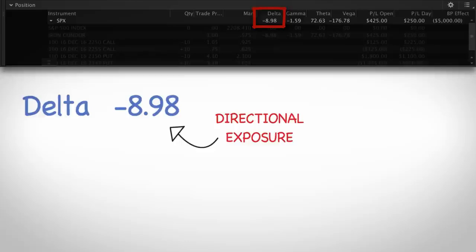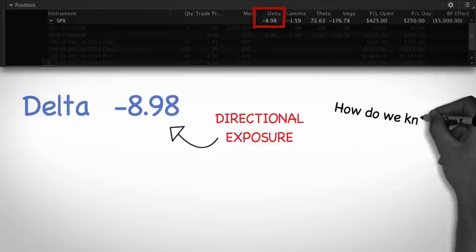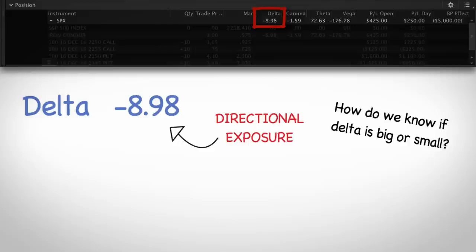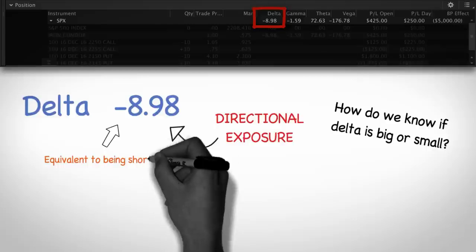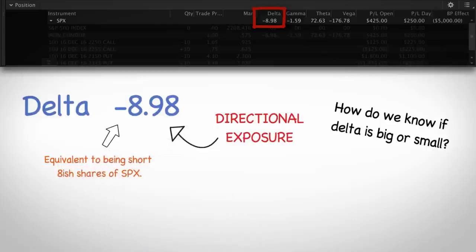So one last thing about delta before moving on. How do you know if a delta is big or small? Well, really it's subjective and it depends on your risk tolerance and account size. But for any of you who might have a history of trading stocks, one way I like to look at it is this option position is the equivalent of being short 8 shares of SPX. Now, I realize SPX isn't a stock, it's an index, and the index itself isn't tradable, but you get the point. Your delta basically tells you the equivalent number of shares you are long or short of the underlying market.